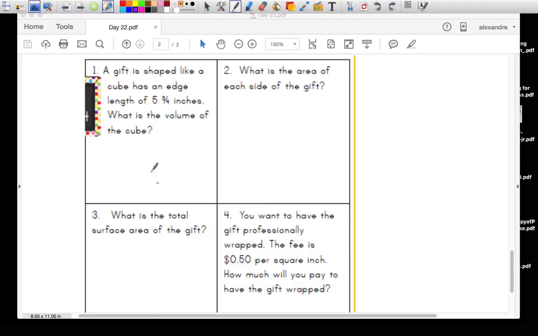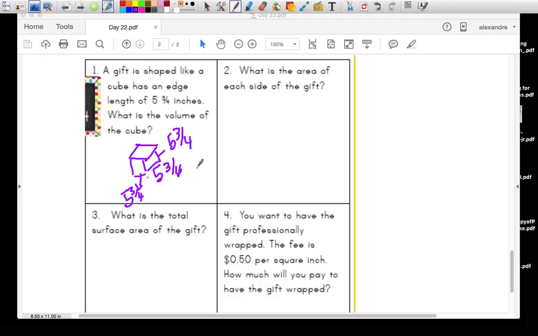A gift is shaped like a cube and has an edge length of 5 3/4. What's the volume? So here's your cube. A cube, okay? All sides are the same and made of squares. So this is 5 3/4, this is 5 3/4, and the height is also 5 3/4. Okay? So you have options here.